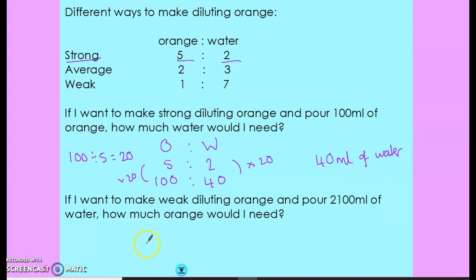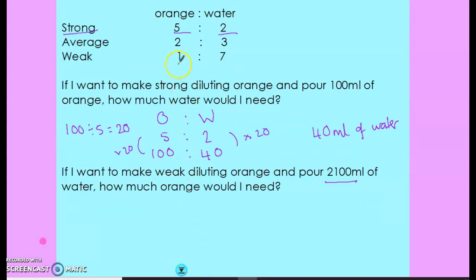If I want to make weak diluting juice and I pour in 2100 ml of water, how much orange would I need? So for weak, my ratio of orange to water is 1 to 7. I've got 2100 ml of water. So I've got 2 bits of information about the water.